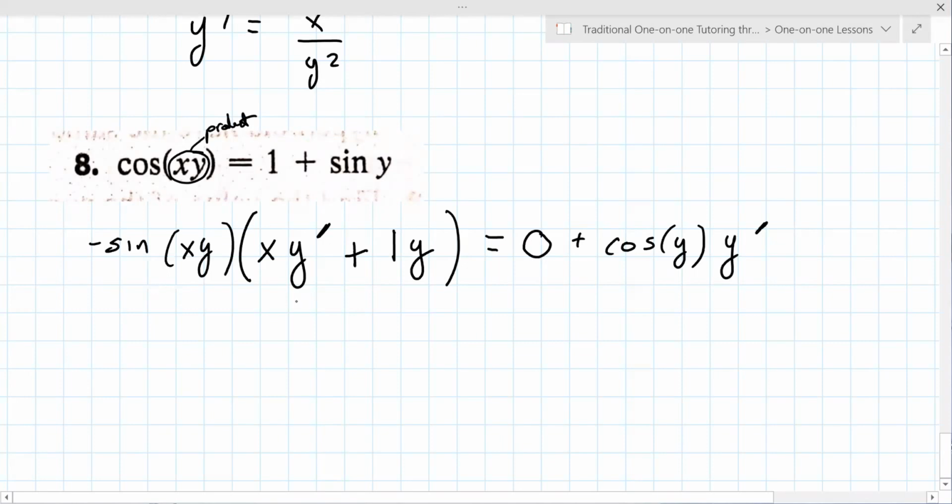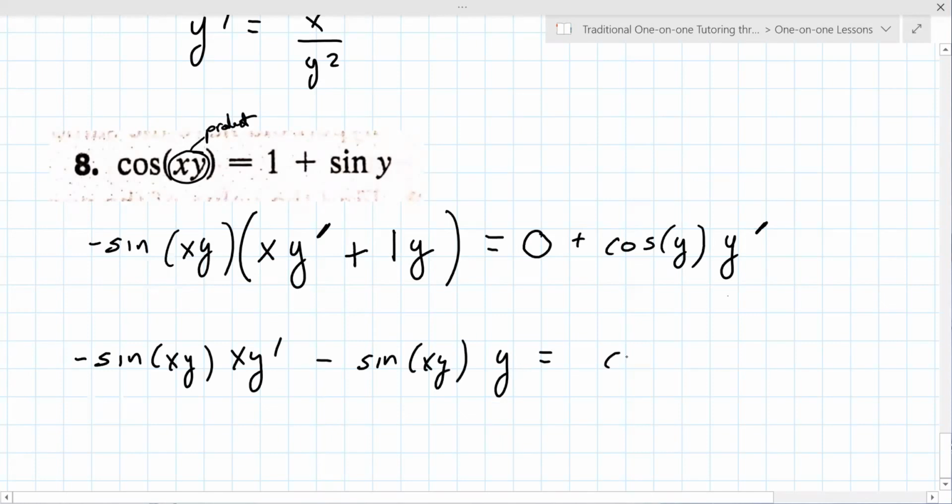Okay, now this one's different. It's got 2 y primes, one on either side of the equation. So this is, again, testing your algebra, your college algebra, your pre-calculus. As horrible as this is, you actually have to distribute this negative sine in here. So it just gets bad. So it becomes minus sine xy x y prime minus sine xy times y equals cosine y y prime.